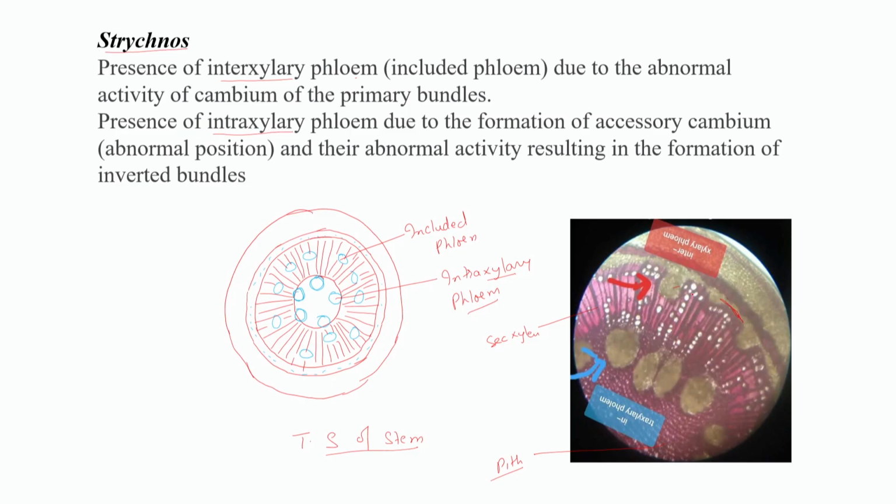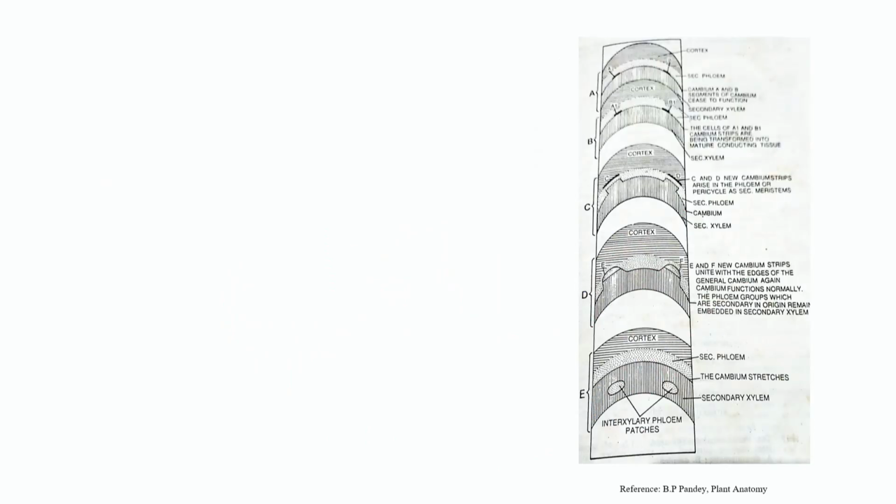Okay, they have started giving rise to this included phloem. Now, how is this included phloem and intraxylary phloem formed? See, actually in this case also you can say that it is formed by the cambium method, but in this case there are no accessory cambia. Okay, in this there is a normal cambium ring.